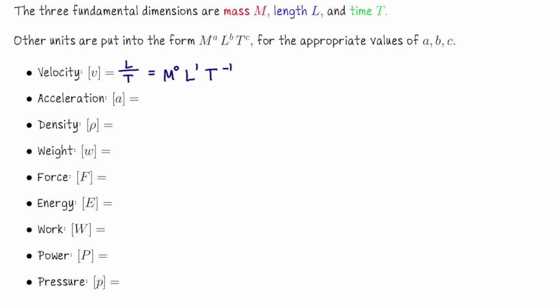Acceleration is meters per second, or in other words, meters per second squared. So that's like a length divided by a time squared. But that's not how we want to write this. We want to write this as m to the 0, L to the 1, T to the negative 2.